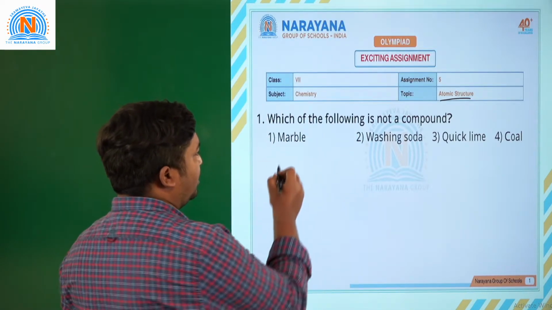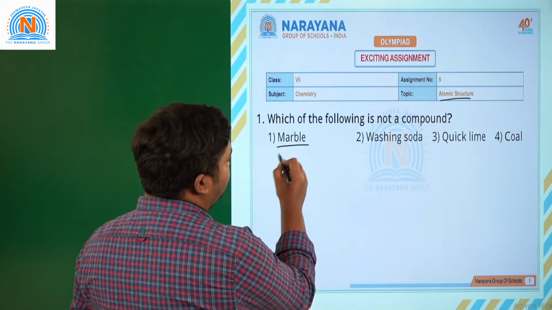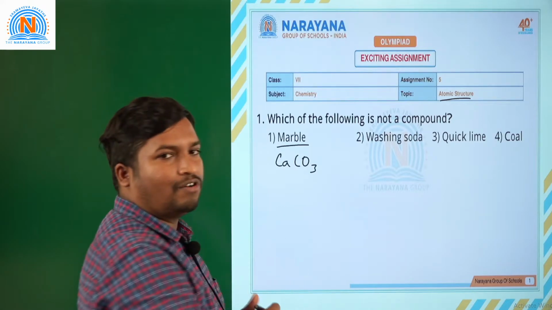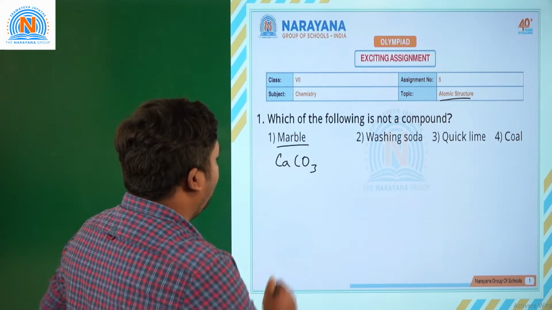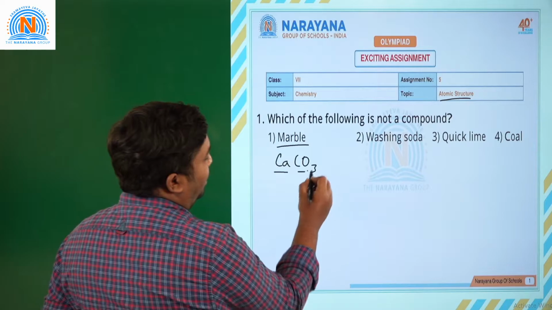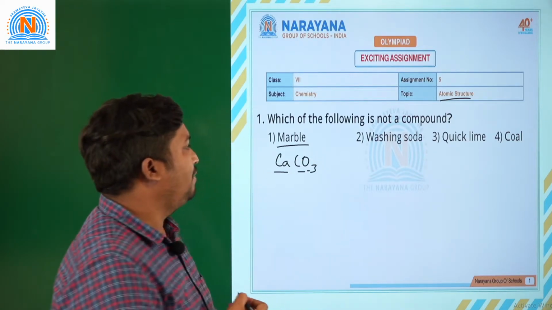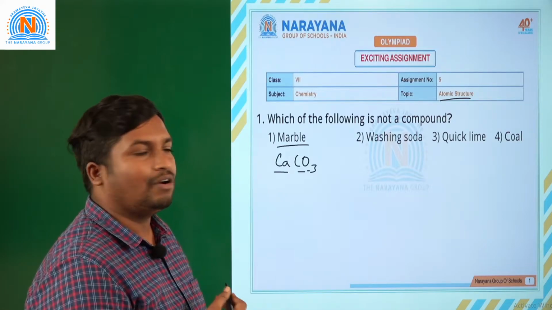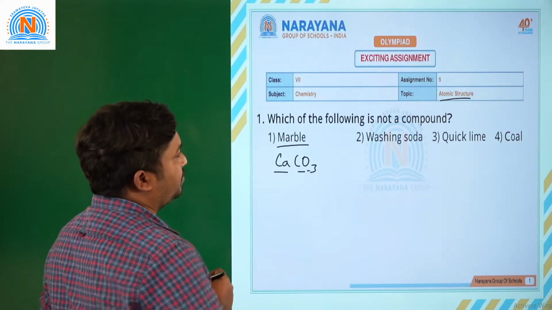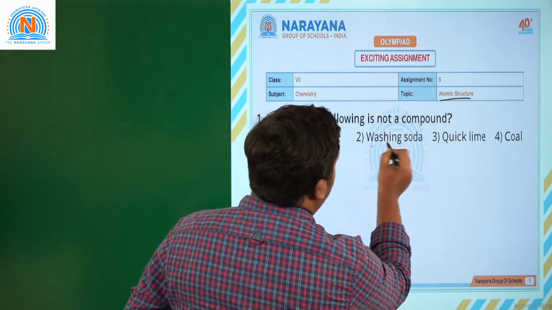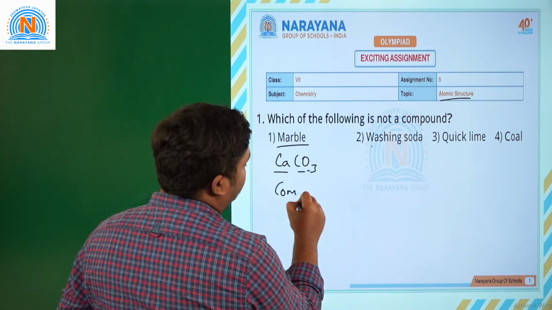So let us see the marble. Marble formula is CaCO3, calcium carbonate. The other form of calcium carbonate is marble, and here it has three elements: calcium, carbon, oxygen. So if it is having three elements, we do not call it an element, we call it a compound. Next, so this is a compound.